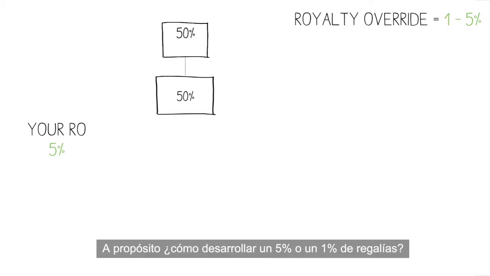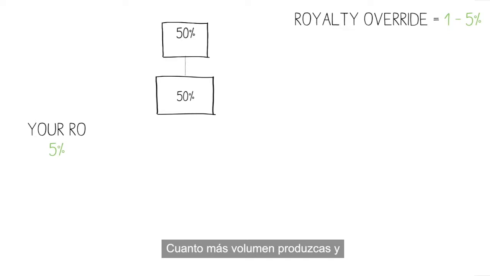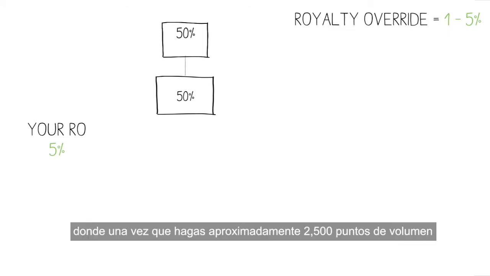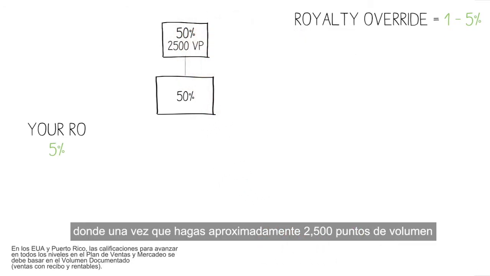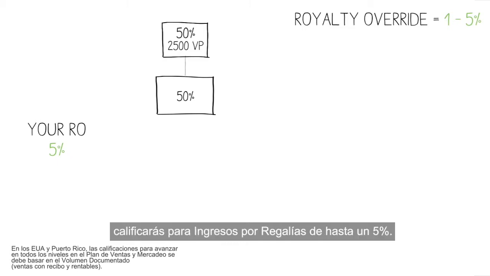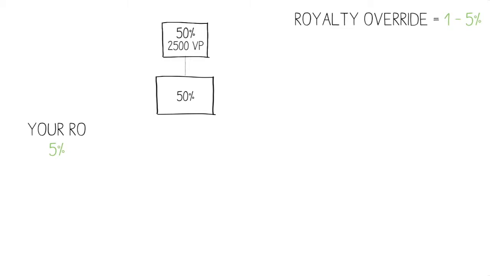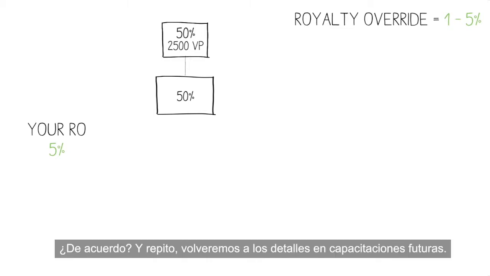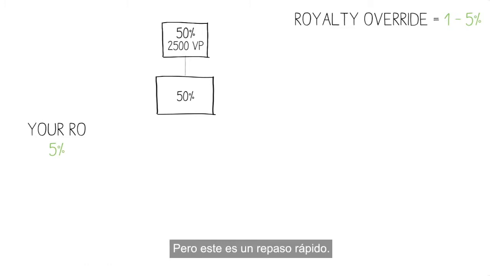By the way, how do you develop a 5% royalty or a 1%? The more volume that you do and the more volume that your distributors do, that will push you up in volume, where once you do about 2,500 volume points in a calendar month, you will qualify for up to a 5% royalty override. All right, and again, we'll get into all the details and more in future trainings, but this is just a quick overview.